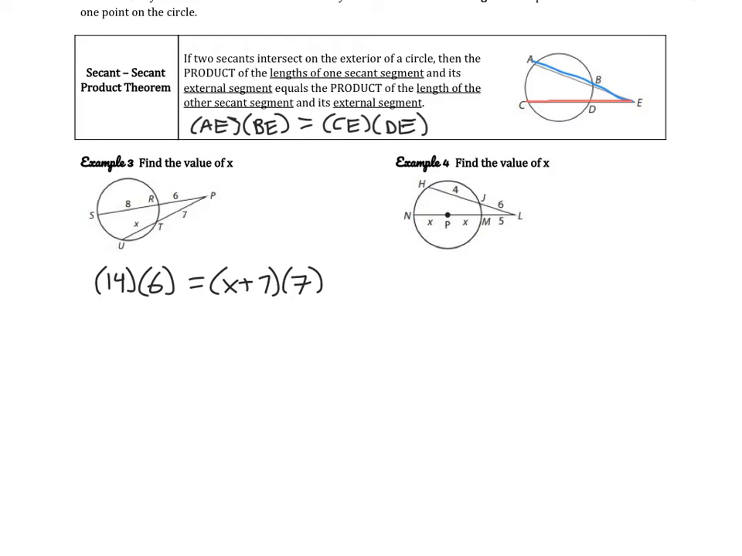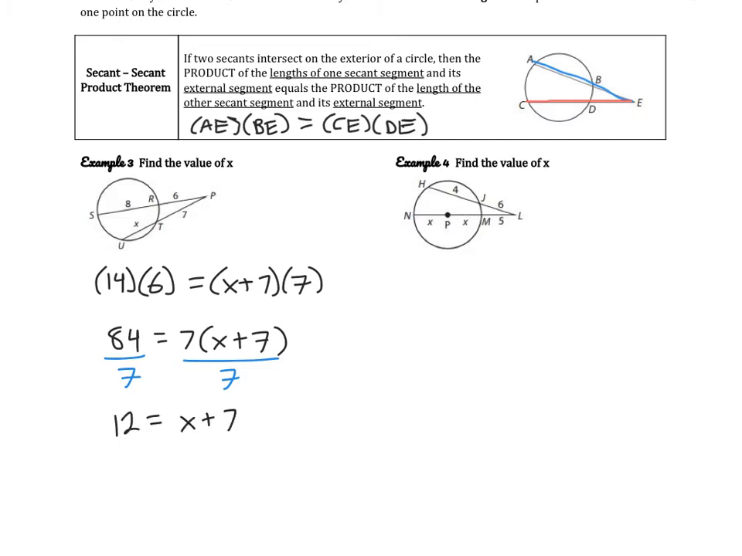Okay, so now that we've used the secant product theorem to help us set up our equation, now we just need to solve for x. If I do 14 times 6, it's 84 equals 7 times x plus 7. So we have two options. We could distribute the 7, or I notice that this side is actually divisible by 7, so it might be easier for us just to divide both sides by 7.